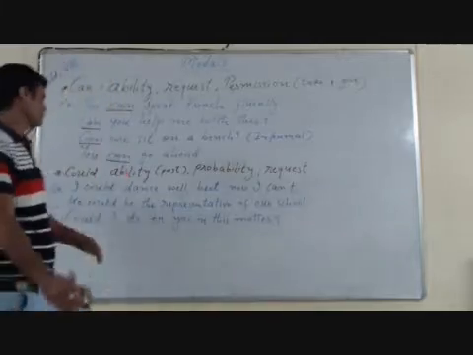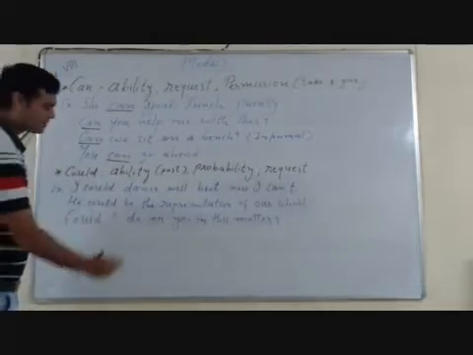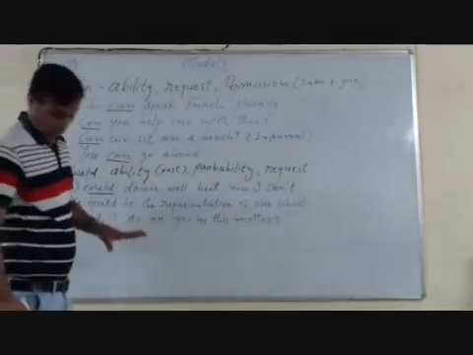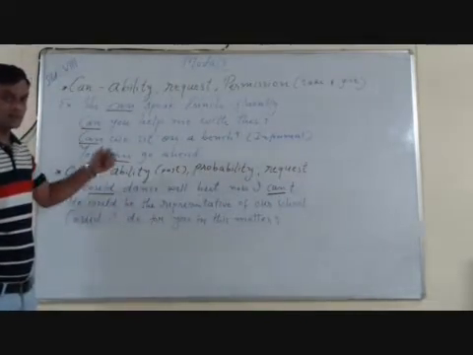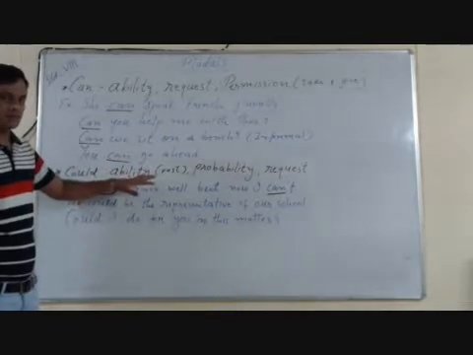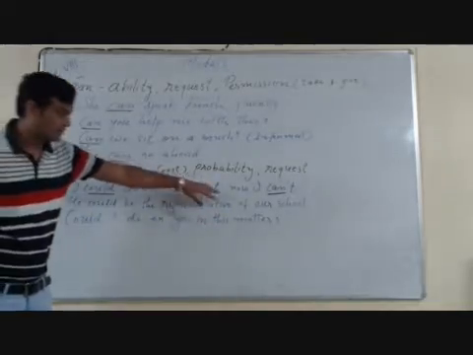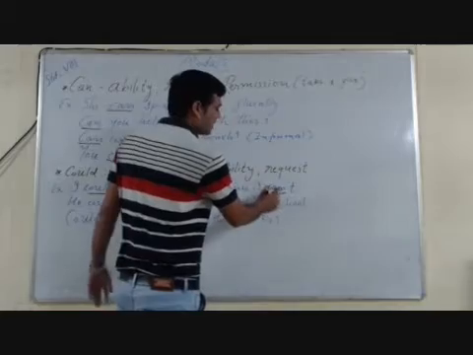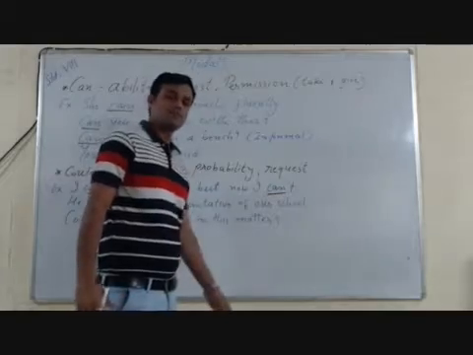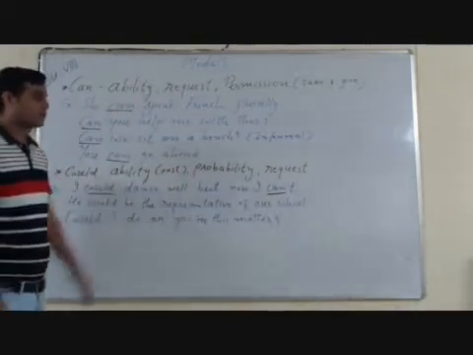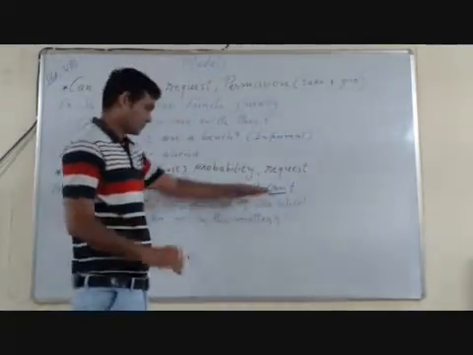See the examples. I could dance well, but now I can't. In this sentence there are two models, could and can. Here could shows ability but of the past. It means here could is the past form of can. And in the next, now I can't, this can also shows ability, and that is in the present. In the past I was able to dance, but now I can't.